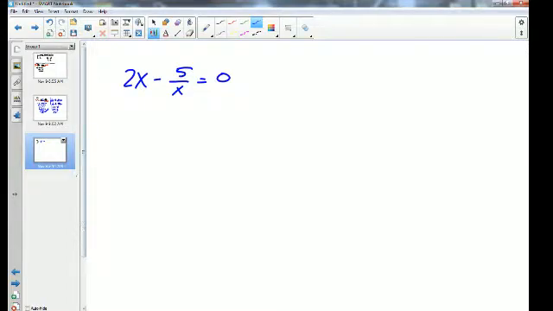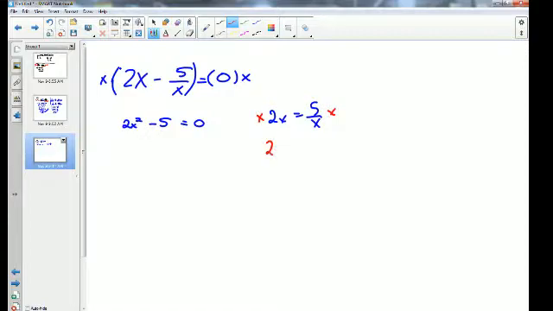Okay. What's your first thought? Multiply by x on both sides? Yes, sir. You can, actually. So that's one option. And you get 2x squared minus 5 equals 0 still, right? Perfectly legitimate, and you can solve that. The other option, this is what I do most of the time, is 2x equals 5 over x. So add the 5 over x to both sides, and now multiply by x. You get 2x squared equals 5, and you can solve it from there. Same problem, right?